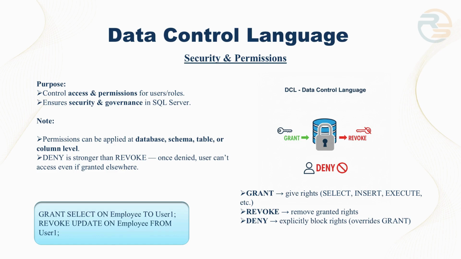Data Control Language focuses on security and permission. It controls who can access the database and what actions they can perform. Main commands include grant, revoke, and deny. Grant gives access, revoke removes access, deny blocks access completely. Permissions can be applied at database, table, or column level. This ensures proper data security and governance.